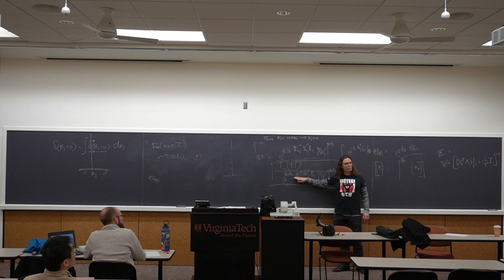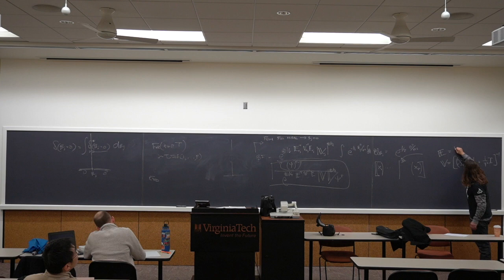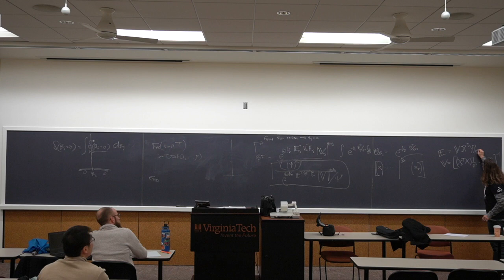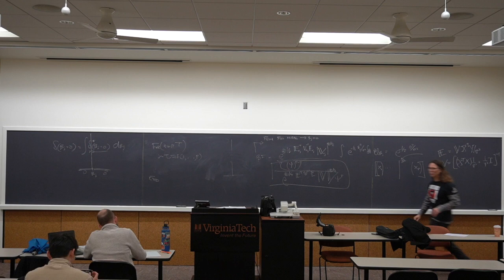Right here. The E is going to look really similar. It's going to look like V times X transpose y by sigma squared. Yes. So, easy one to forget about. So that's what E looks like down here.